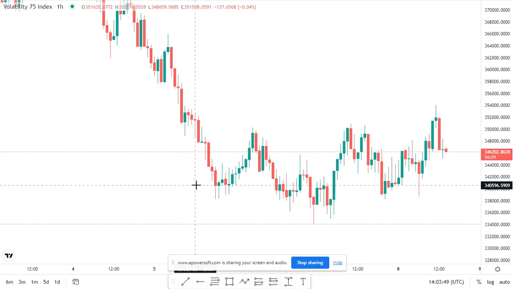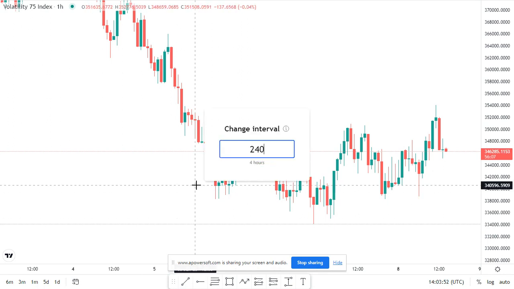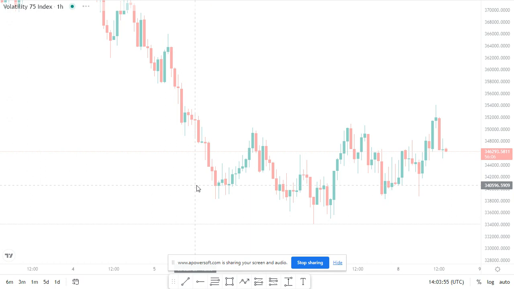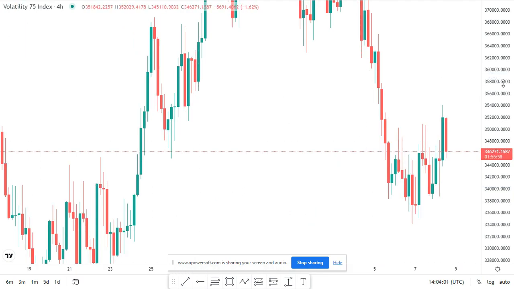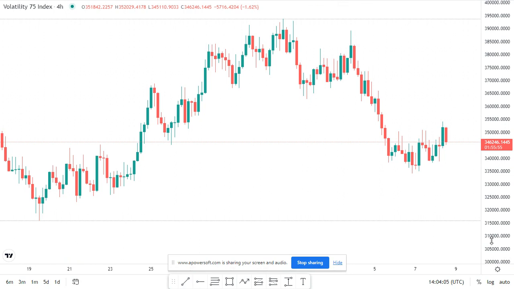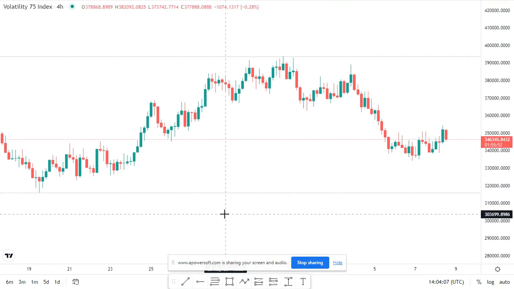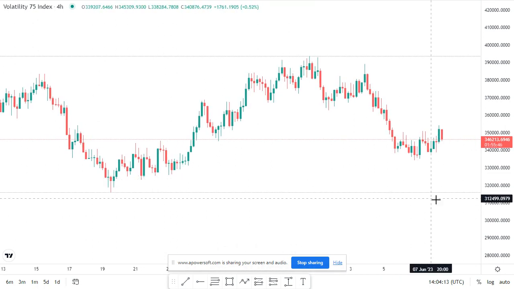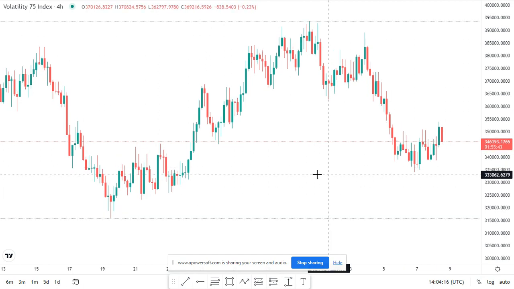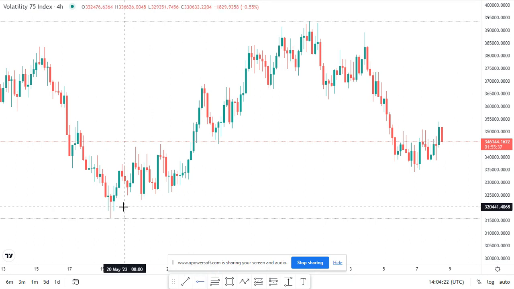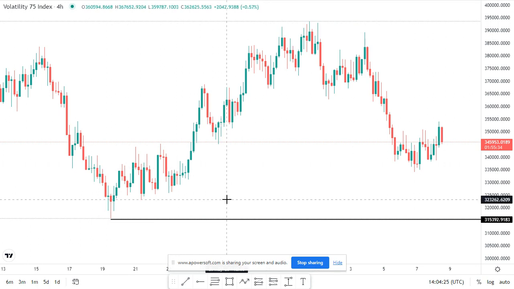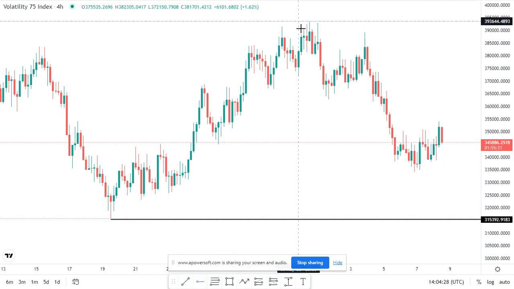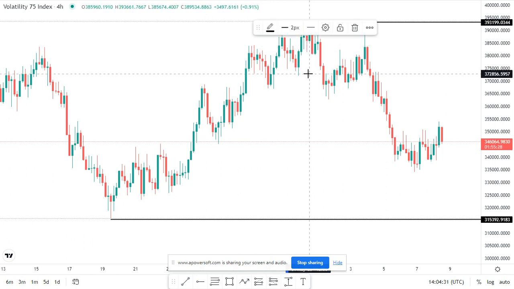So first of all, we're going to the H4 time frame. Let's see what the overall market direction is on the H4 time frame. Yeah, so you can see we have this low, and this high, right?